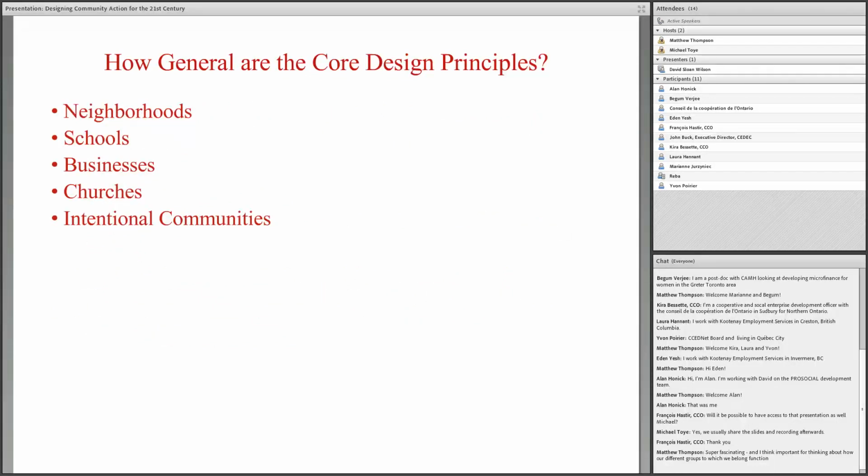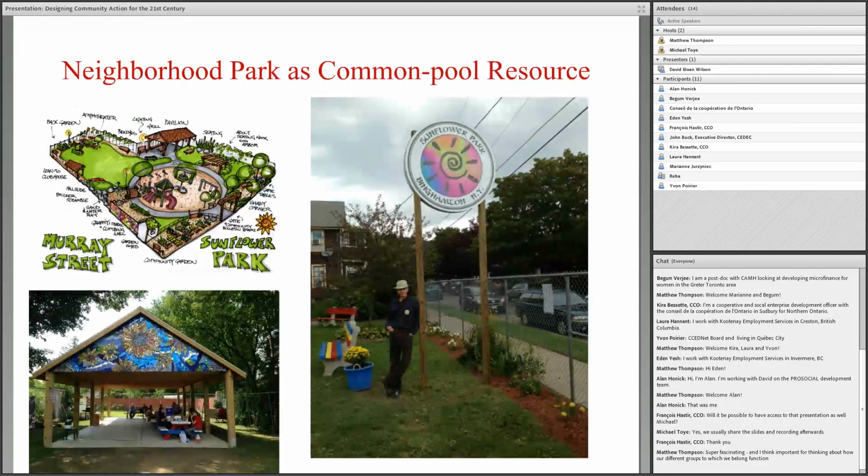Now, how general are these design principles? For the last 5 or 6 years, I've been studying these design principles in neighborhood schools, businesses, churches, and intentional communities, either in my hometown in actual groups or with studies, basically surveys of many groups. Let me just flash through these. I think that they'll be quite similar to some of the projects that are part of the CED.